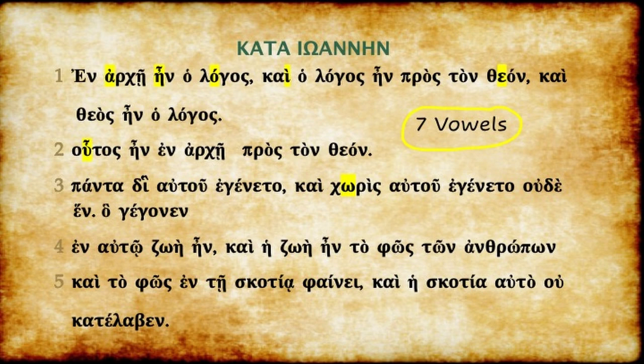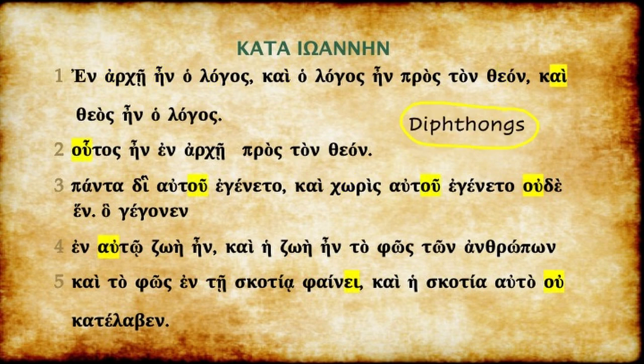In the first 3 verses of the Gospel of John, we can identify all the different vowels of the Greek alphabet. Let's name them one by one. Alpha, eta, omicron, iota, epsilon, second verse, upsilon, and third verse, omega, all 7 vowels.